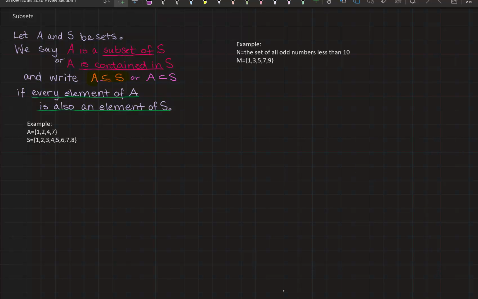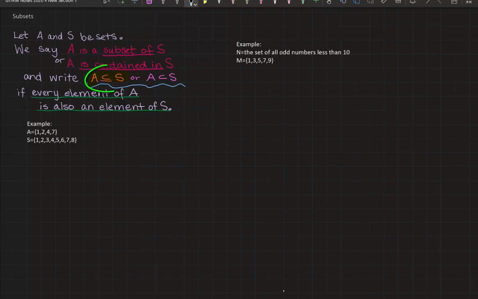If every element of A is also an element of S, effectively if A is made up of things that all happen to also be in this larger set S. And the notation we use for that, I've listed here. They both are sort of stretched out C's. A is contained in S.